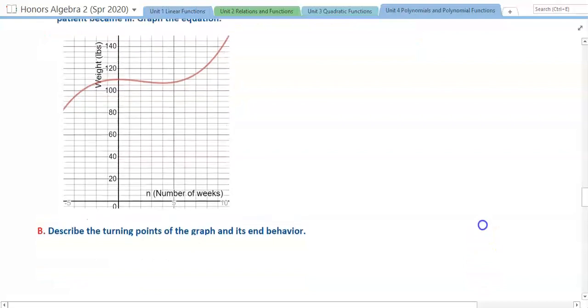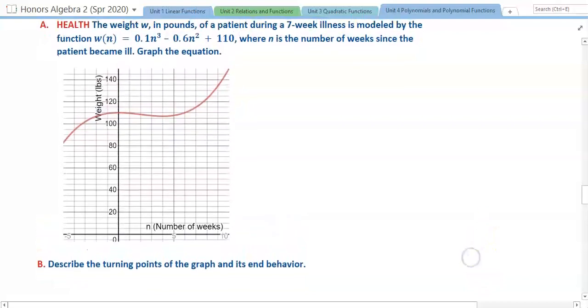And so to describe the turning points of the graph and its end behavior, now remember for this graph, the weight has to be positive, so I don't care about negative weights, that's our y-axis. Negative weeks can apply a little bit here, but as we can see, this model does not make sense as we go further into larger negative numbers. So the real turning point that makes a difference.